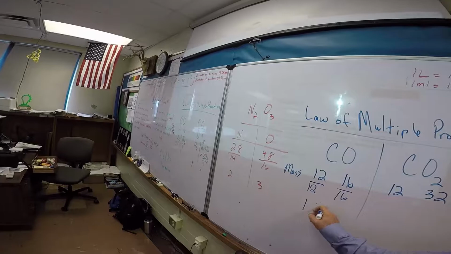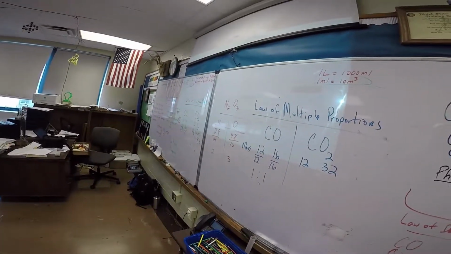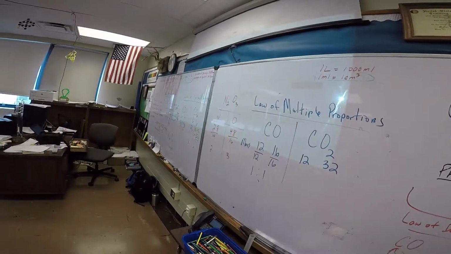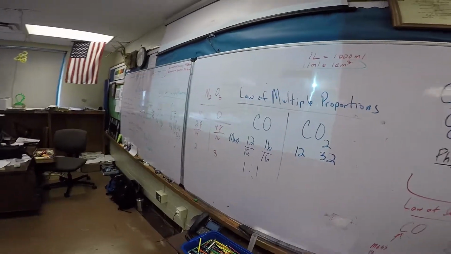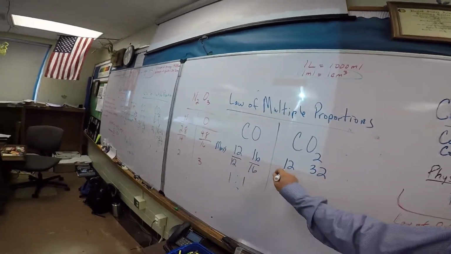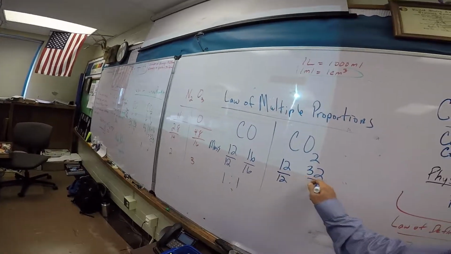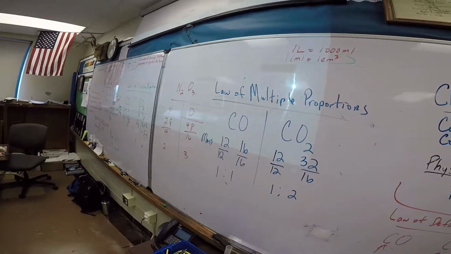So this is a 1-to-1 ratio. Carbon monoxide is a 1-to-1 ratio. So we're looking at the ratio of the substance that we have. This is 1-to-1, carbon to oxygen. This is 12. This is 16. So this is a 1-to-2 ratio.